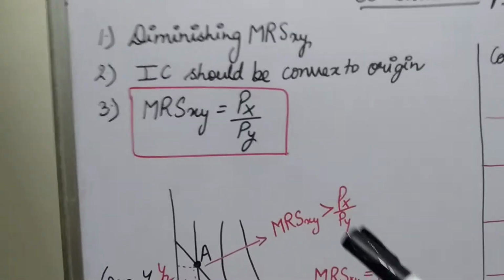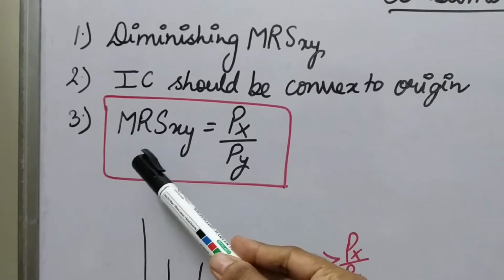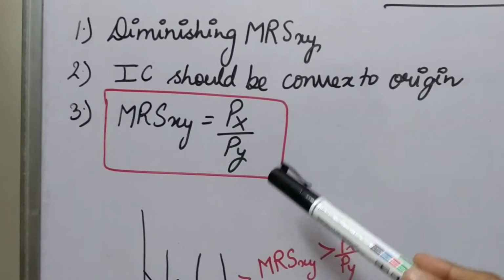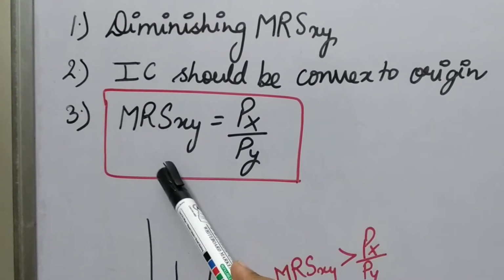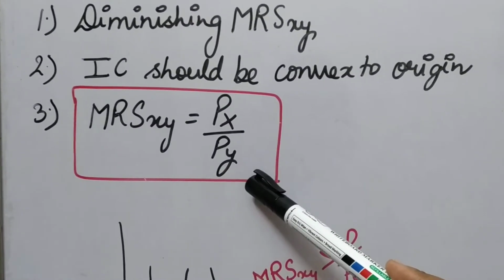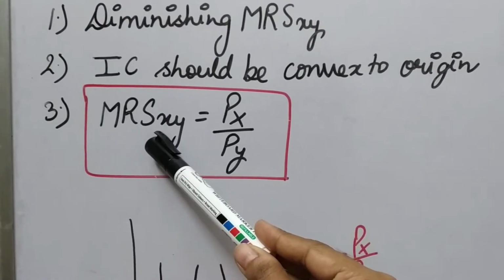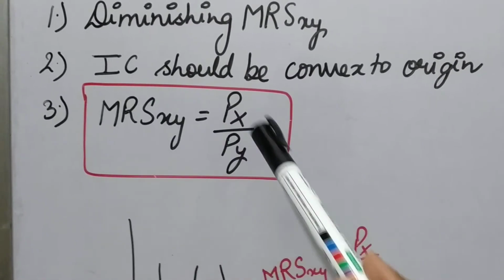Now the third and the most important condition is that MRS of XY should be equal to PX upon PY. Marginal rate of substitution, this we have already done. Px upon Py is the slope of the budget line. MRS of XY is the slope of the indifference curve. So both should be equal to each other.